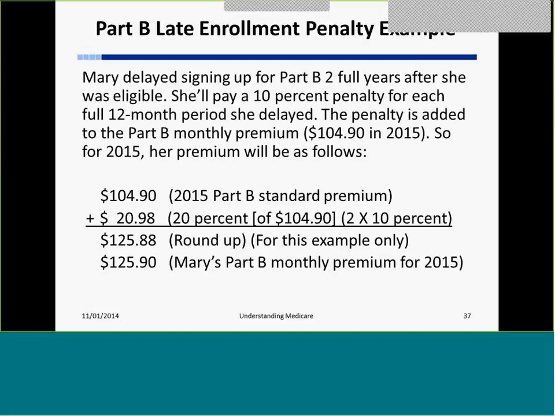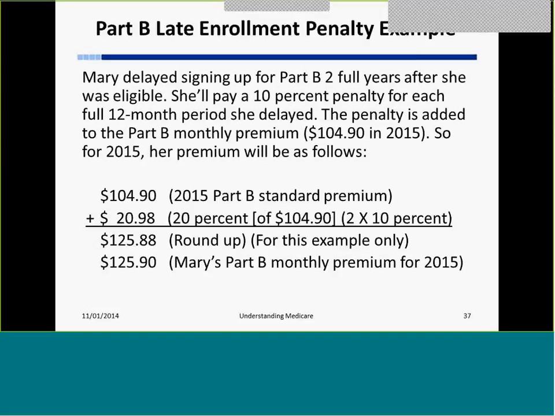If I have other coverage, like employer group coverage, then I can use an SEP. So here's an example. Mary delayed signing up for Part B 2 full years after she was eligible. She will pay a 10% penalty for each full 12-month period, and it is added to her Part B premium. So in 2015, if she had $104.90 plus 20% for 2 full years, that's $20.98, $125.88, and Medicare rounds up, so she is paying $125.90.